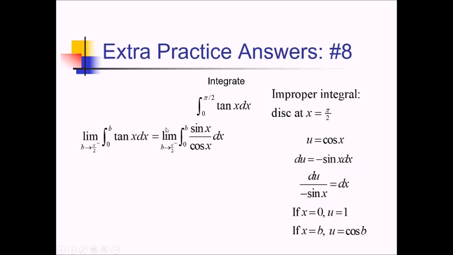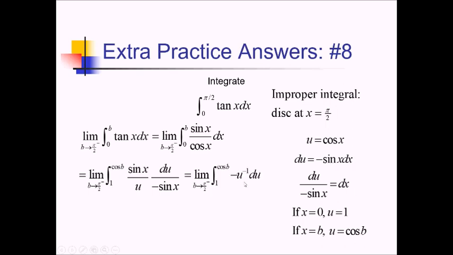Plug in all that back in. We can rewrite this as the limit as b approaches, still going to be pi over 2 from the left. Now, though, we're going from 1 to cosine of b for those limits of integration. We've got sine of x over u, and instead of dx, we have du over negative sine of x. Sine of x's are going to cancel. We've really got negative u to the negative 1 power. Antiderivative of that is going to be negative ln absolute value of u, still evaluated from 1 to cosine of b. b is still approaching pi over 2 from the left.